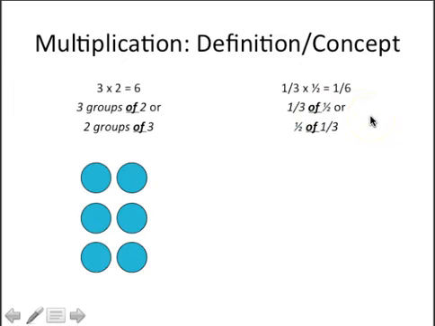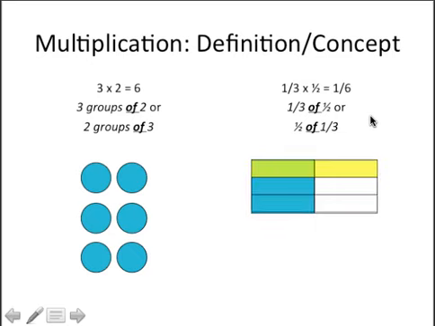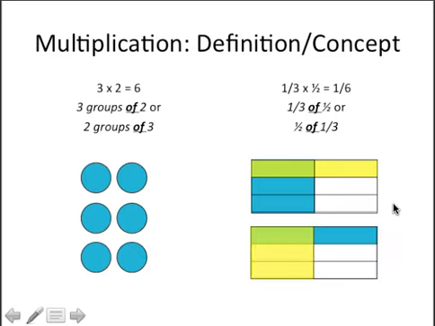So if we're looking for 1/3 of 1/2, we look at 1/2 and then look at 1/3 of it, and the product is then represented by the overlapping area here. Or if we're looking at 1/2 of 1/3, we would start with 1/3 and then find 1/2 of it, and our product is the overlapping area here.